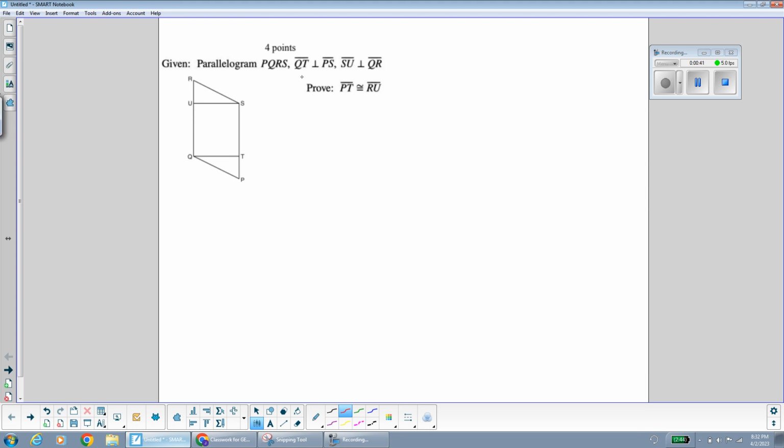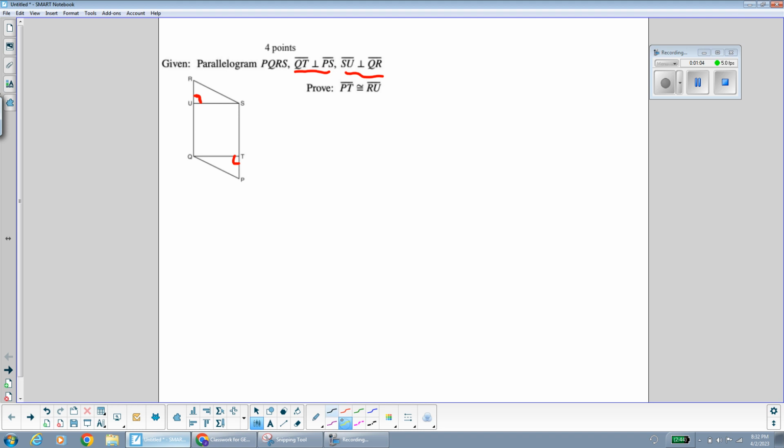I also know that QT is perpendicular to PS. So that means where they intersect, they make a 90-degree angle. And I also know that SU is perpendicular to QR. So I know that where they meet, a 90-degree angle is formed as well. We need to prove PT congruent to RU.